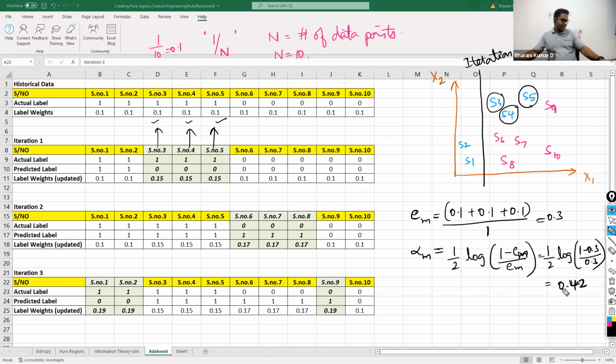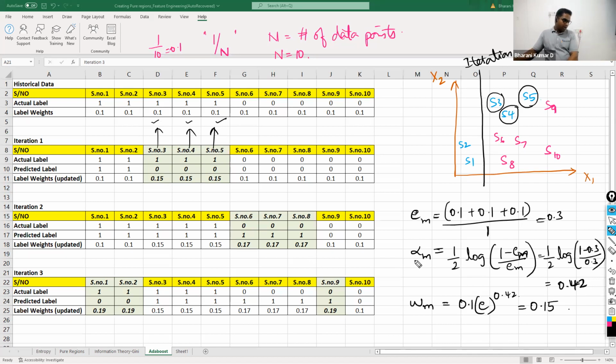Okay. Next, if you want to calculate the weight provided to these misclassified entries, it is equal to previous weight. What was the previous weight given? 0.1 into e raised to the power this alpha m, which is 0.42. This, when you solve, you get 0.15. And that is how this 0.15 is appearing. Okay, these are the formulae which are used to help you arrive at this.